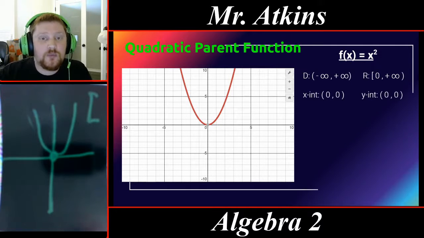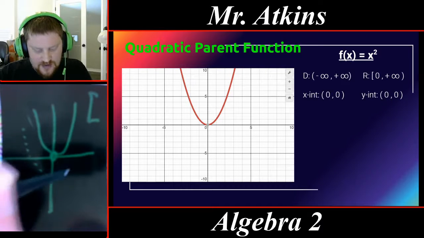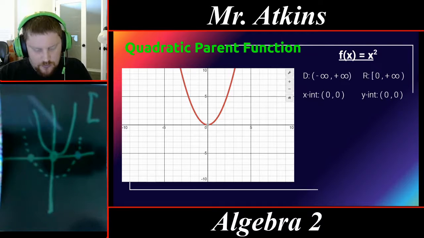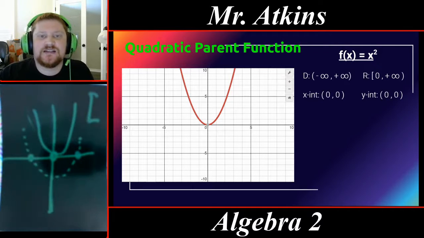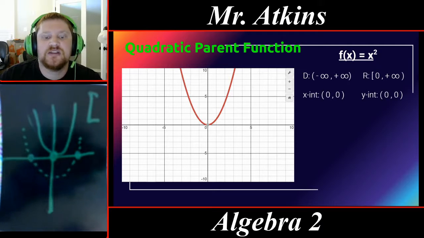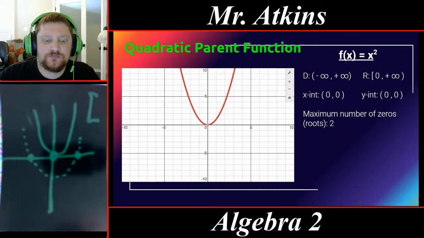However, you will note because of the shape of the graph, if we were to drop this graph down a little bit, because of the shape, we'd be able to cross the x-axis in two different places. Since we can cross it in two different places sometimes, that means our maximum number of zeros is 2.